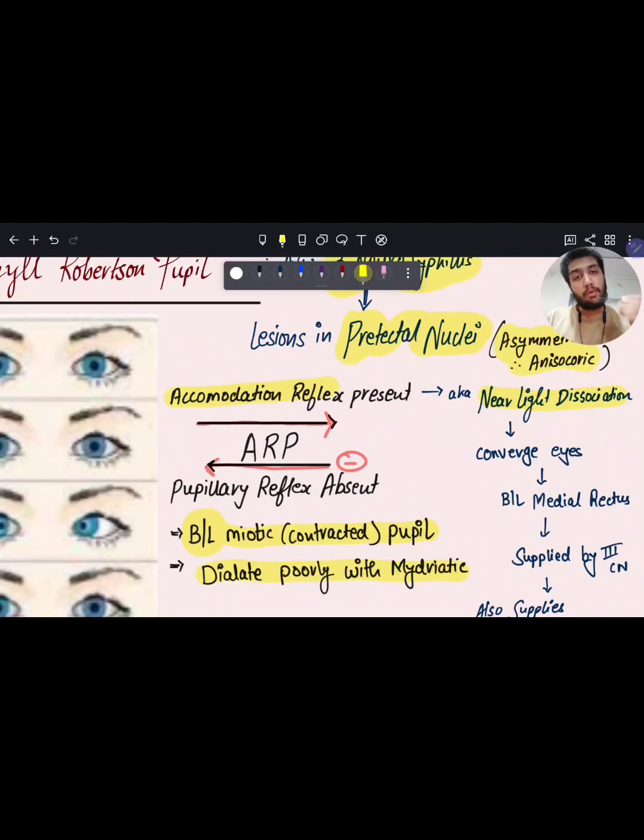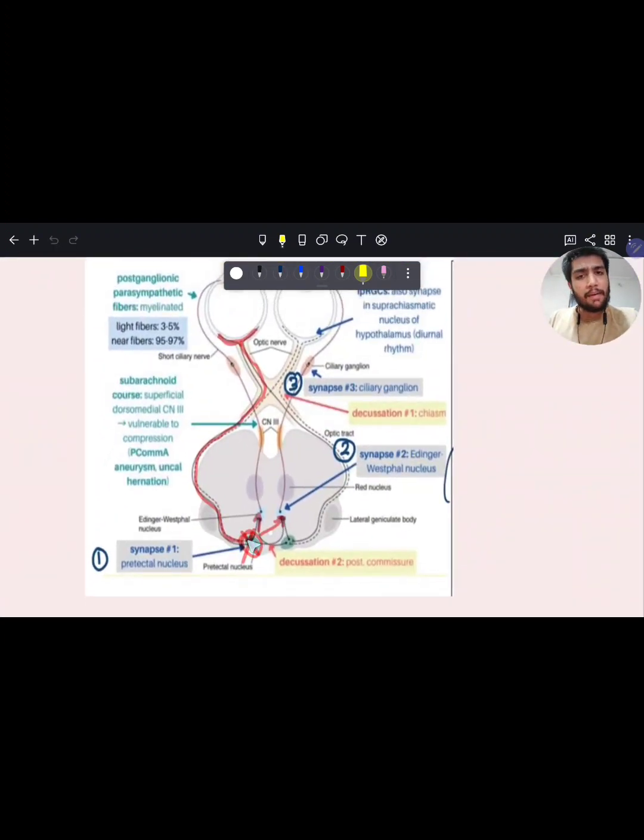And if you know from anatomy, or from ophthalmology if you read it, LR6 SO4: the lateral rectus is supplied by the 6th nerve, the superior oblique is supplied by the 4th cranial nerve, and all the other muscles are supplied by the 3rd cranial nerve. And the 3rd cranial nerve also carries parasympathetic fibers, arising from the Edinger-Westphal nucleus, which is responsible for miosis. Because in this condition only the pretectal nuclei are affected, the Edinger-Westphal nucleus and the path thereafter are completely normal.